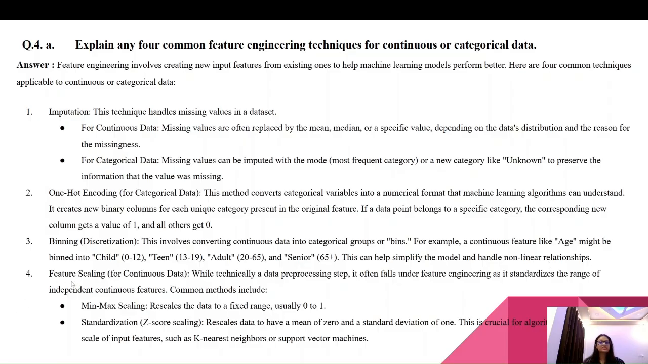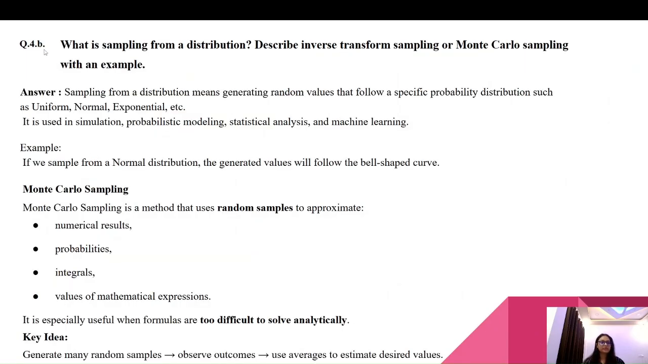The fourth is feature scaling for continuous data. While technically a data processing step, it often falls under feature engineering as it standardizes the range of independent continuous features. Common methods include min-max scaling, rescaling the data to a fixed range, usually 0 to 1. Standardization, or Z-score scaling, rescales the data to have a mean of 0 and standard deviation of 1. This is crucial for algorithms sensitive to the scale of input features such as k nearest neighbor or support vector machine.